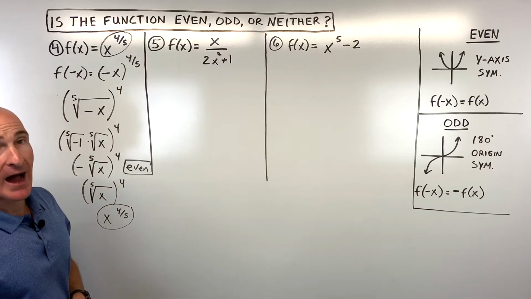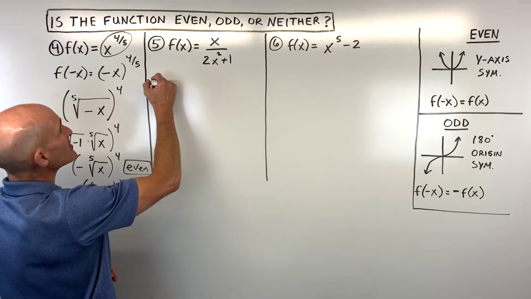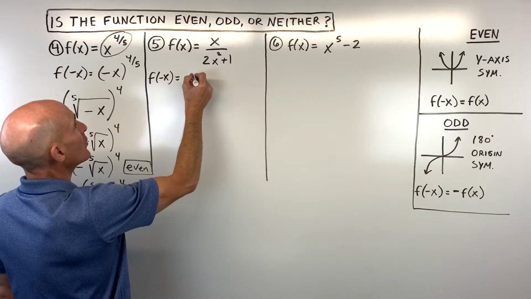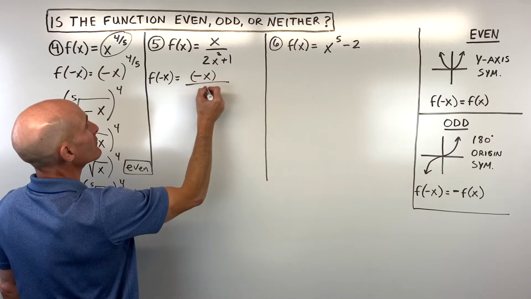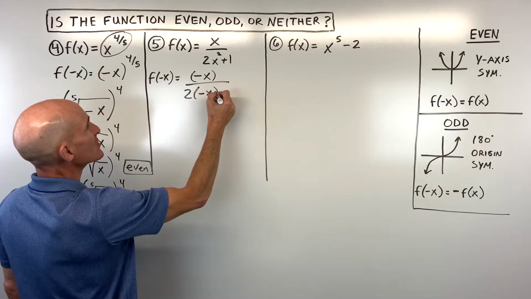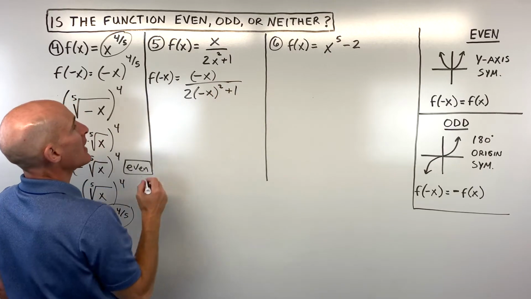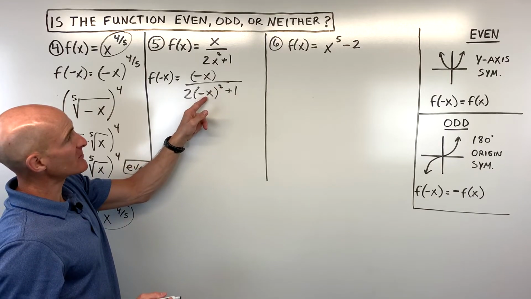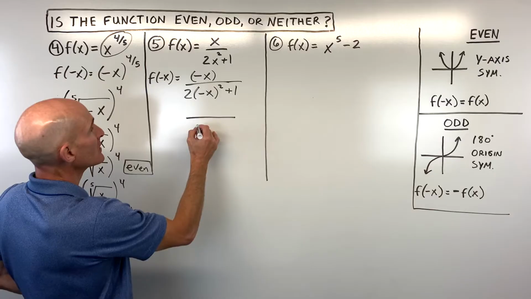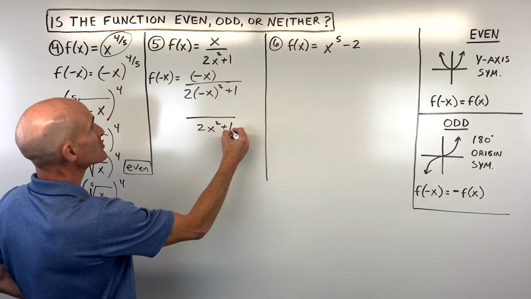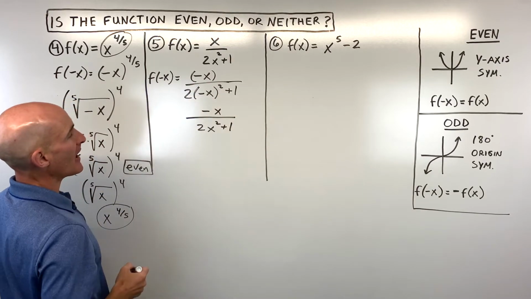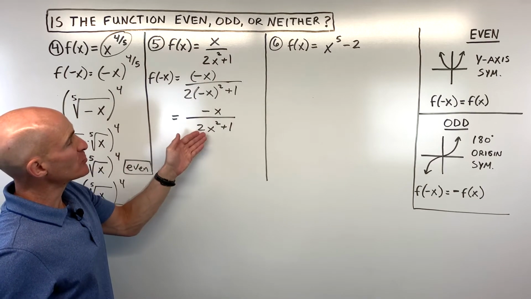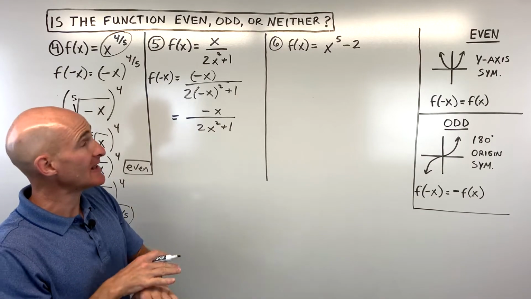Okay, so for number 5, what did you get on this one? Is it even or odd? Well, let's go ahead and do our test. We're going to replace x with negative x. So negative x, as you put everything in, I put the x in parentheses, so you treat it like a group. And then here you can see we have a negative x squared. So negative x times a negative x is a positive x squared, times 2 gives us 2x squared plus 1. In the numerator, we just have a negative x. And then we can ask, does that match the original function? Well, it doesn't, so we know it's not even.